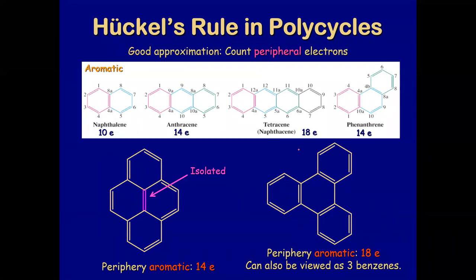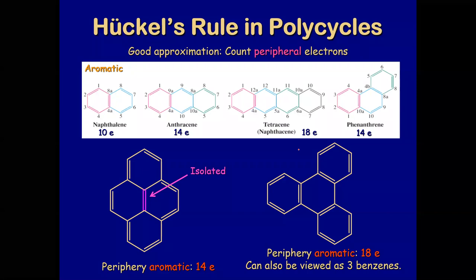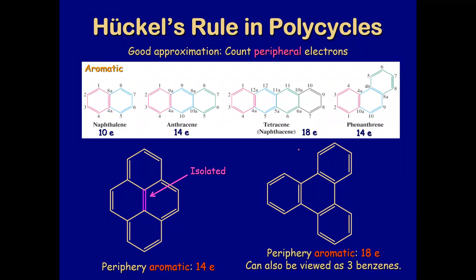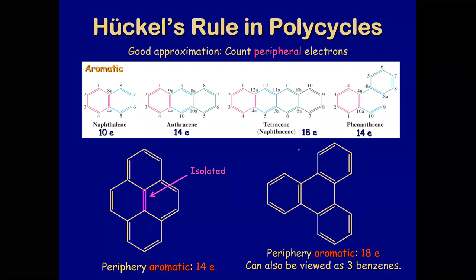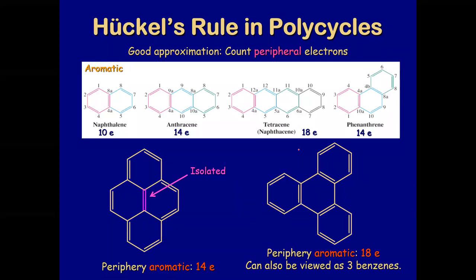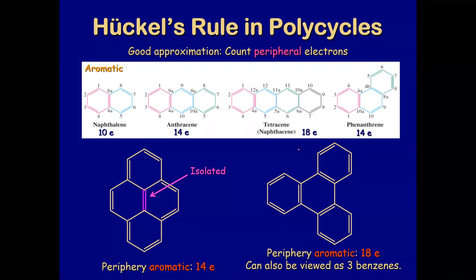Huckel's rule in polycycles, the same thing will apply. Now, these structures seem to be the same. But they're not. The way they're fused, they will actually have a different number of electrons. Anthracene and phenanthrene, you can't rotate them to overlap them. They are three benzene rings fused together, but they will have different properties.